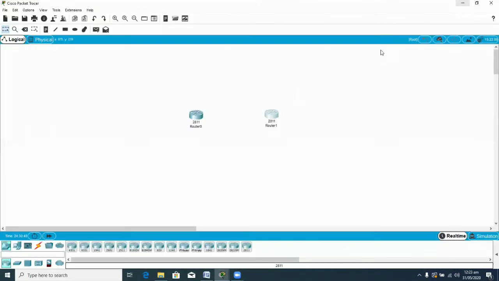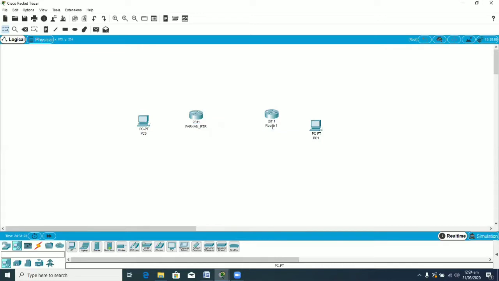So my router 1 will also now be able to make serial as well as Ethernet connections. Second thing is that I can attach a host PC also. In order to have a host PC, you can simply place a laptop or PC over here. This is our PC number 0 and this is our PC number 1.